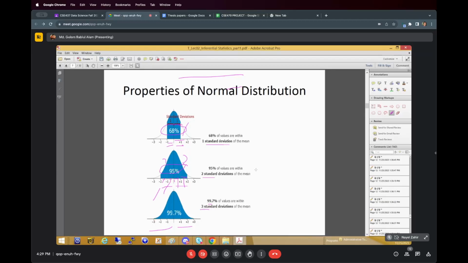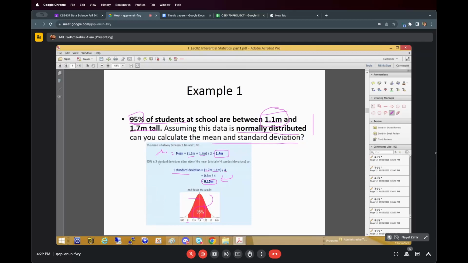Now, at first we can determine the mean. So the mean will be here, at the 95%. In this case, we can see that it is 1.1 plus 1.7, then divide by 2. So the mean here is 1.4.